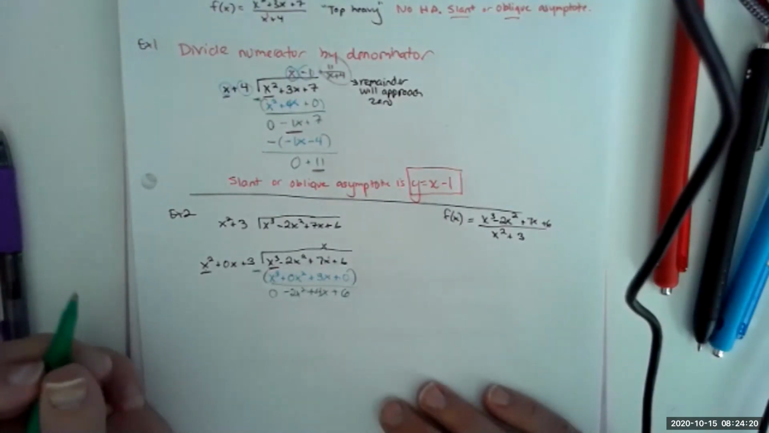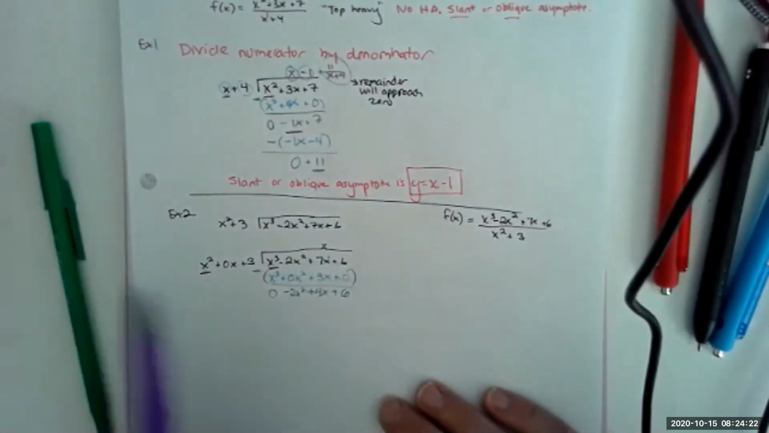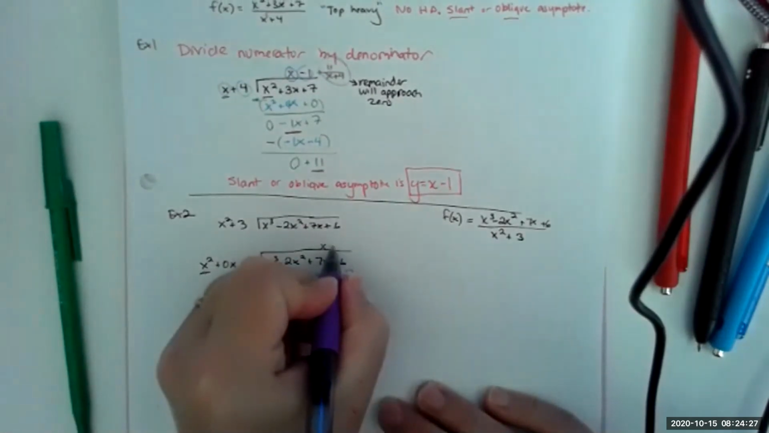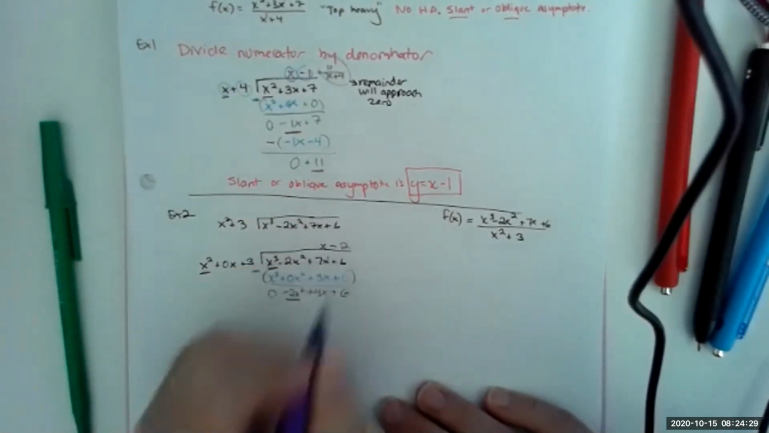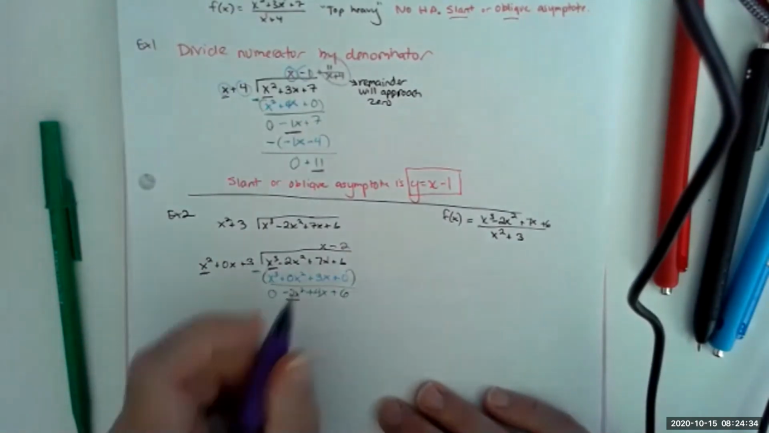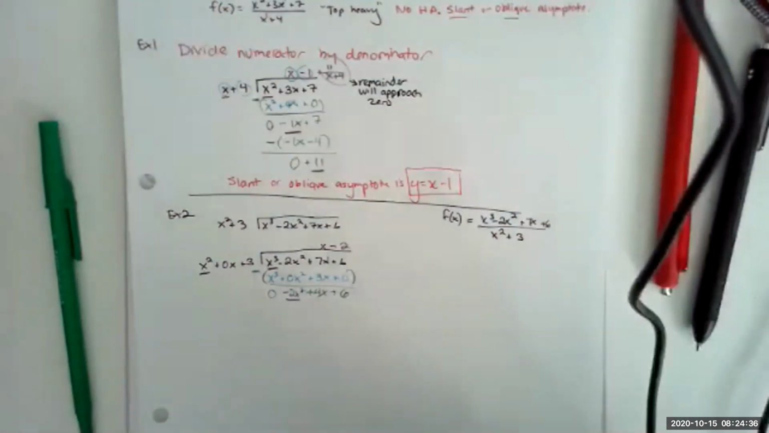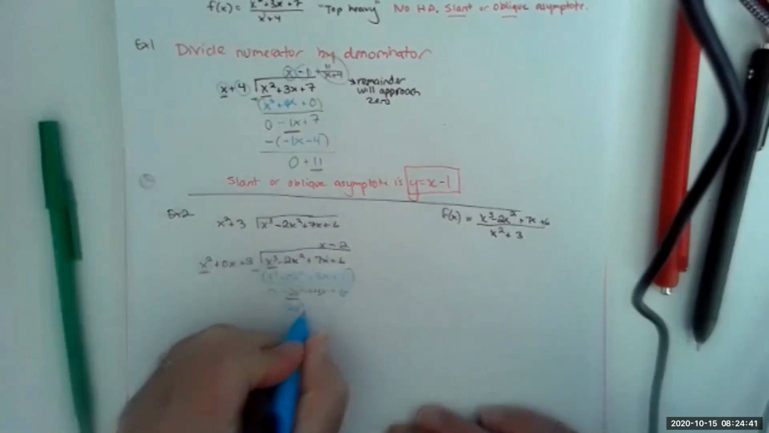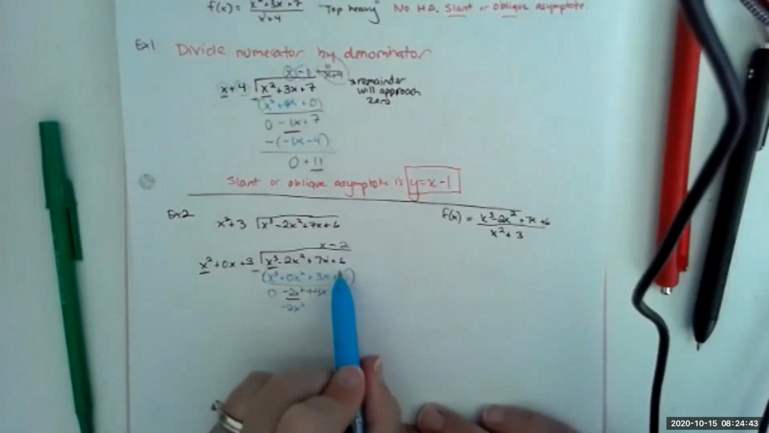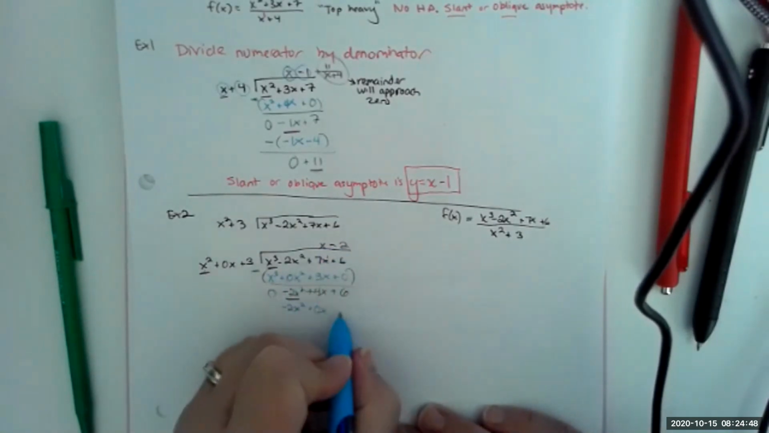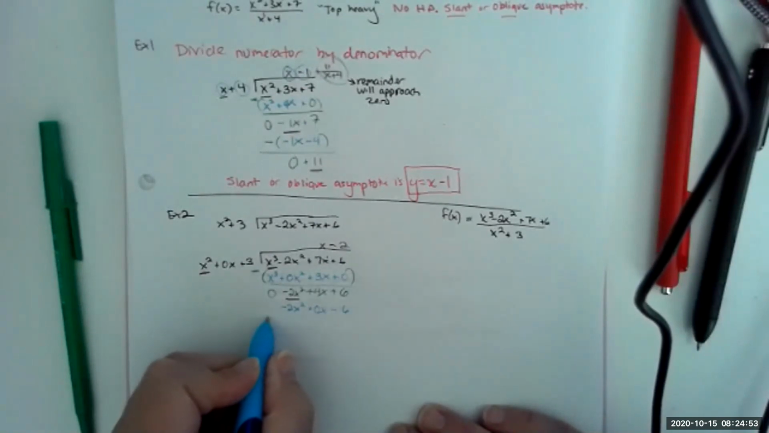All right, let's divide again. Again, we're dividing the leading terms. Negative 2x squared divided by x squared is negative 2, right in that constant spot. Negative 2 times x squared. So now I'm multiplying. I'm going to change to blue. Negative 2 times x squared would be negative 2x squared. Negative 2 times 0x is 0x. Negative 2 times 3 is negative 6.